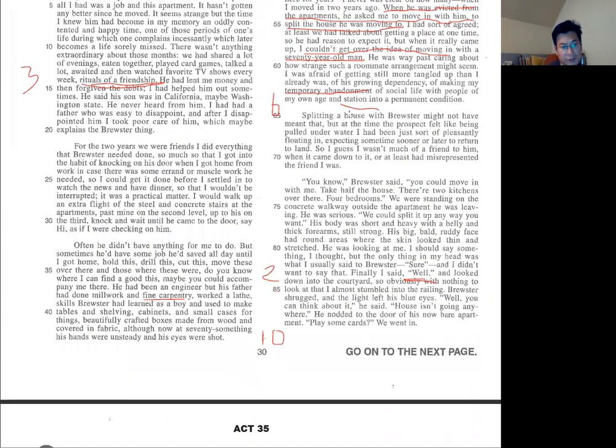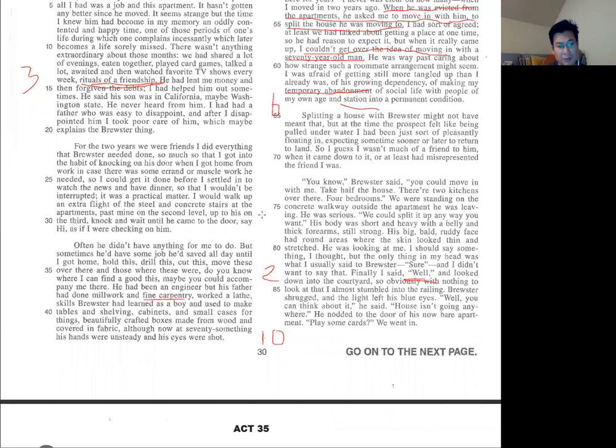And then continue to read. Next paragraph: splitting a house with Brewster might not have meant that, but at the time, the prospect, meaning the future, the expectation, felt like being pulled underwater. I had been just sort of pleasantly floating. So he's getting to know other people and having a social life, but once you move into this apartment together, you're sinking down again. So I guess I wasn't much of a friend to him when it came down to it, or at least I had misrepresented the friend I was.